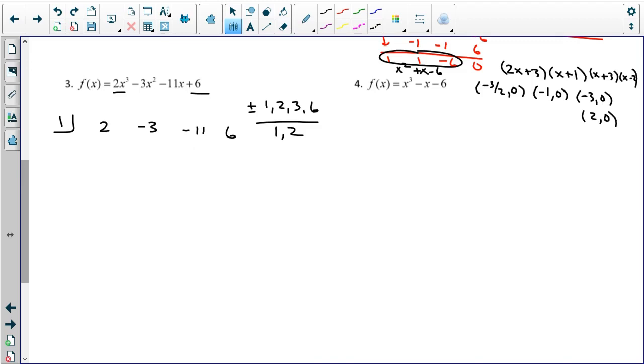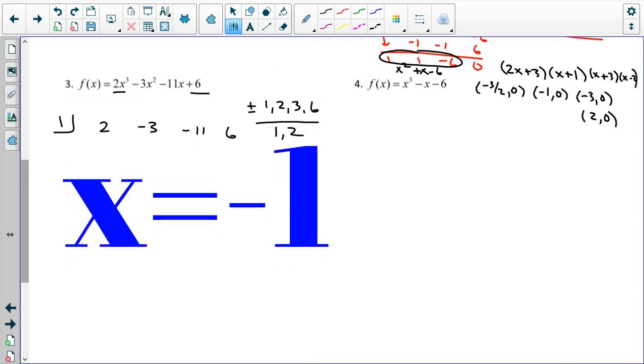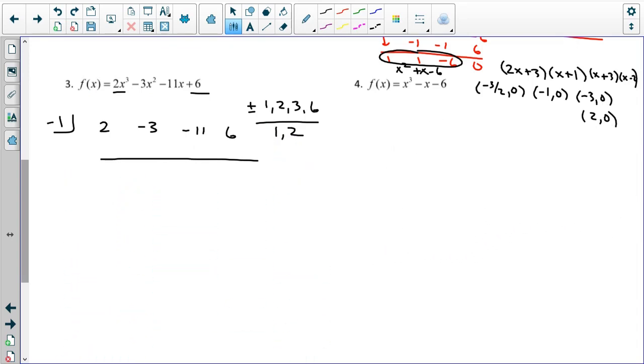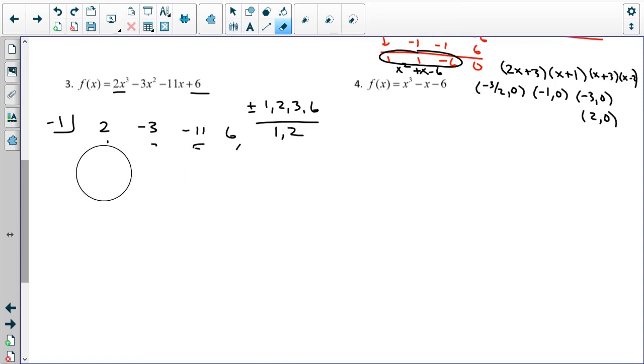So the remainder means it doesn't work. One thing that's really nice about synthetic division is if you're good at multiplying and adding, you can do this pretty quickly. So now I'm going to try negative 1. So pull down the 2. 2 times negative 1 is negative 2. Add, and I get negative 5. And this looked like it was going to work, but it ended up not working. So I guess that was another fail.